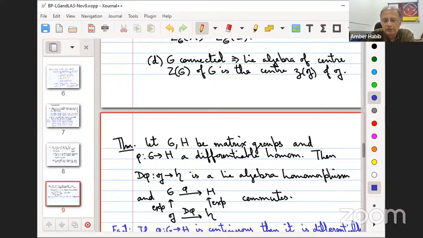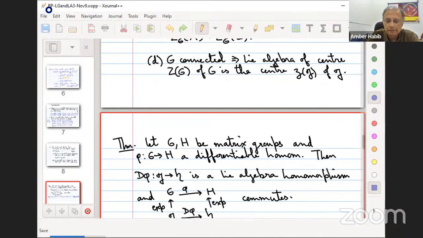Suppose you have two matrix groups, you have a differentiable homomorphism from one to the other. Then the derivative will be a linear map between the tangent spaces. And this linear map will always be a Lie algebra homomorphism between those two tangent spaces. And moreover, now again, I'll have two rows. I have the original group homomorphism from G to H. I have the derivative, that's a Lie algebra homomorphism from the Lie algebra G to the Lie algebra H. I again put the connecting exponential maps, and we again find that this diagram commutes.